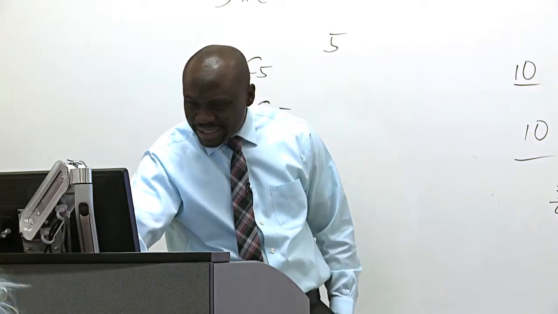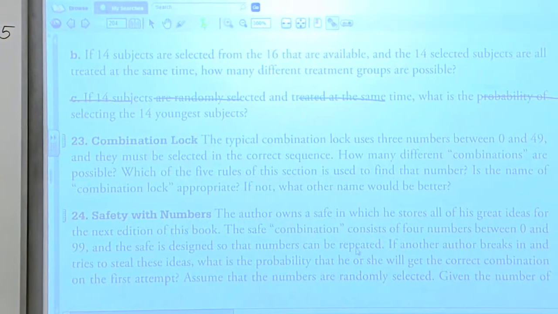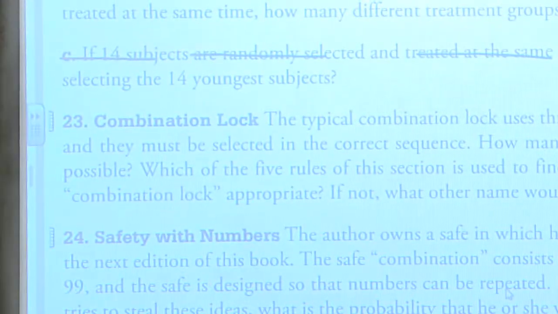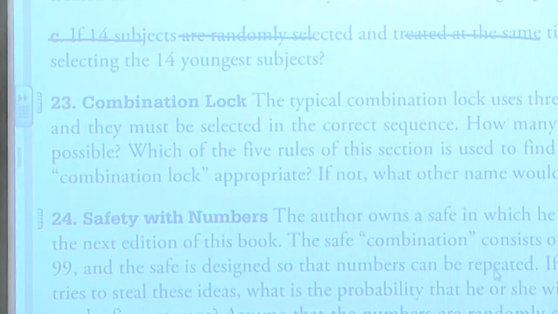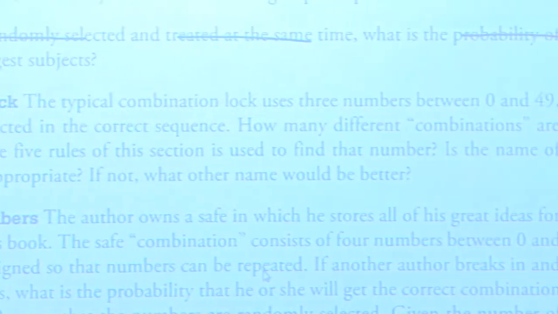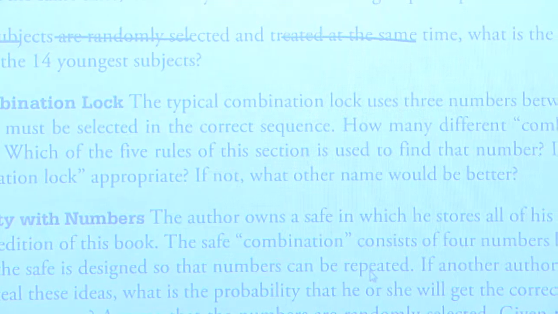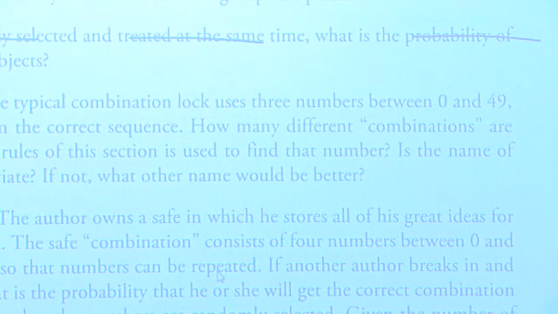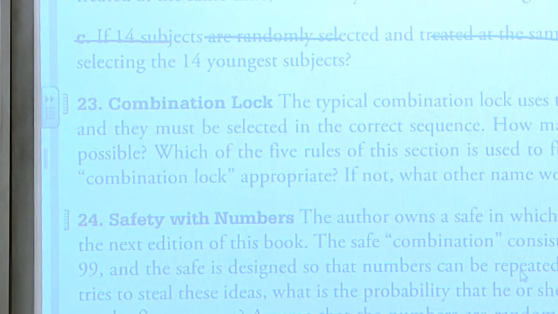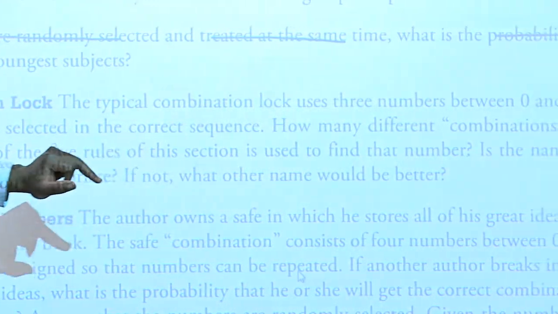Great. My last example. 23. Good. Combination lock. The typical combination lock uses 3 numbers between 0 and 49, and they must be selected in the correct sequence. How many different combinations are possible? Which of the 5 rules? I'm not even interested in that. I'm interested in the last part.